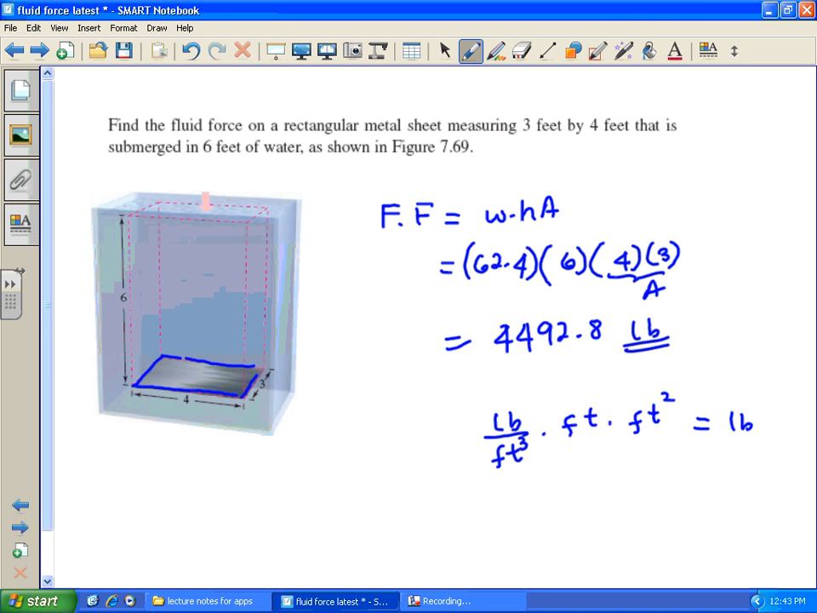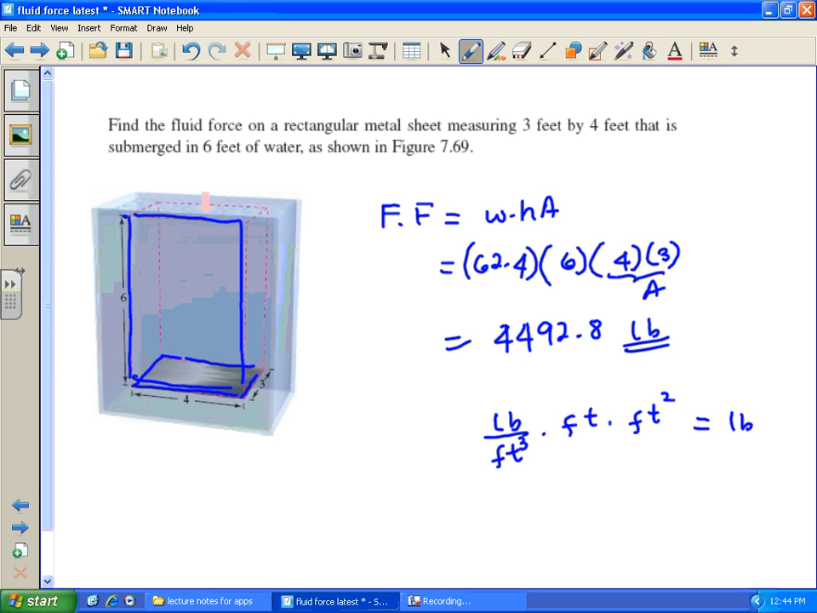Okay, as you can see, this is not a very interesting case. It's a constant depth problem. You can teach it to somebody in even elementary school because it just consists of a multiplication. So the cases that are more interesting are the cases where, let's say that you were trying to find the fluid force on the side of this container, on the vertical side. Now, why is that more complicated for a college student to do? Because on the vertical side, the depth is not constant. Depending on where you are, the depth is changing.